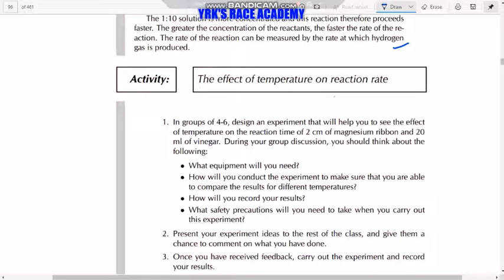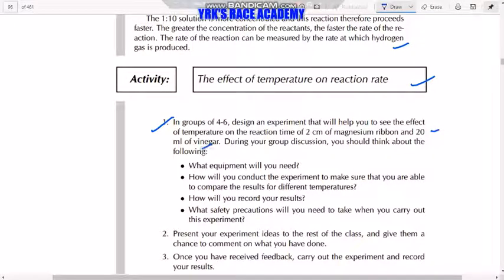So likewise, we have another interesting factor in the activity, that is the effect of temperature. What will happen to the rate of reaction when the temperature increases? Groups 4 and 6 will design an experiment that will help you see the effect of temperature on the reaction time of 2 cm of magnesium ribbon and 20 milliliters of vinegar.